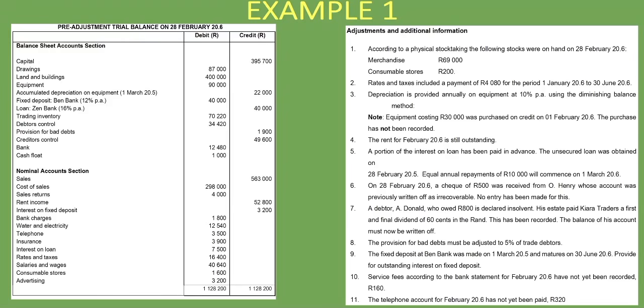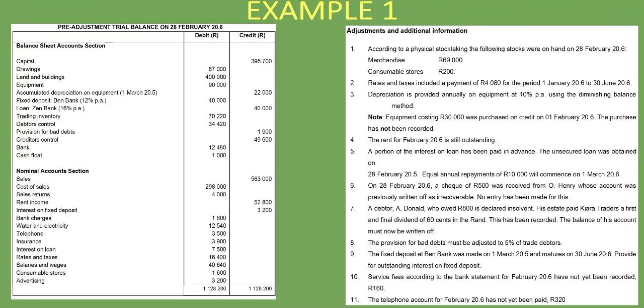We are told that according to a physical stock taking, the following stocks were on hand on 28 February 2016. Now, usually when you're given the pre-adjustment trial balance and adjustments and additional information, you will be required to do the financial statements, either the statement of comprehensive income, the statement of financial position, and the statement of changes in equity, or a combination of any of them, or you may be asked to do one of them, and you'll be using this information here. So as we go through the adjusting journal entries, it will also be helpful in identifying what accounts are involved.